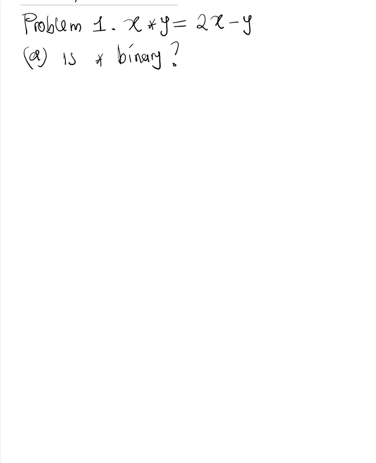So we would want to take any numbers, say x and y, which are in the set of real numbers. You can see that x star y is just the same as 2 multiplied by x minus y. Now, x is a real number, multiplied by 2 is still a real number. When you subtract any number y, it will still be a real number. So x star y is a real number.